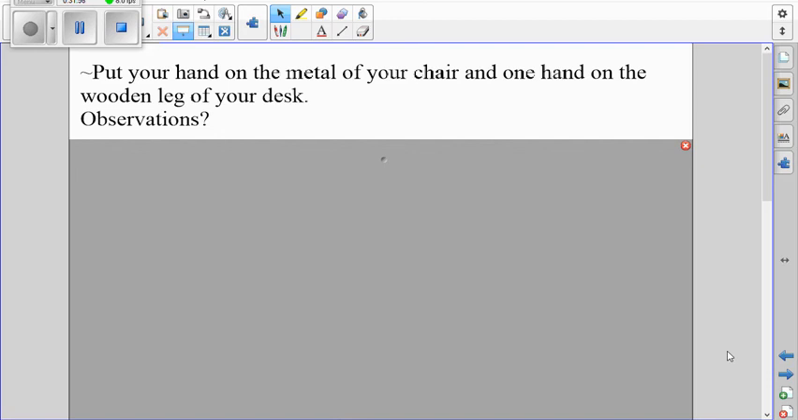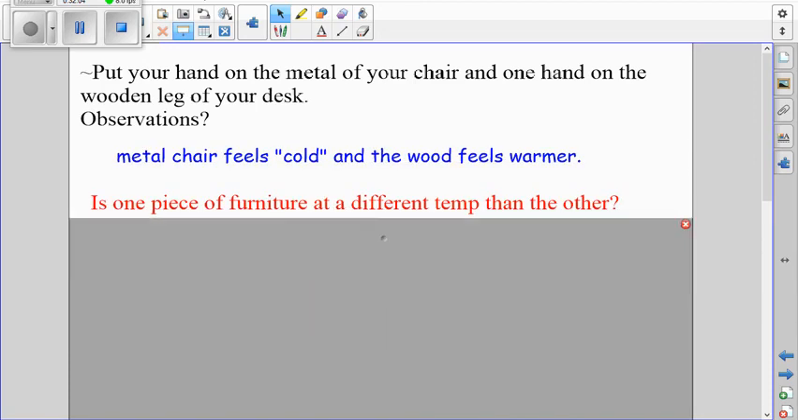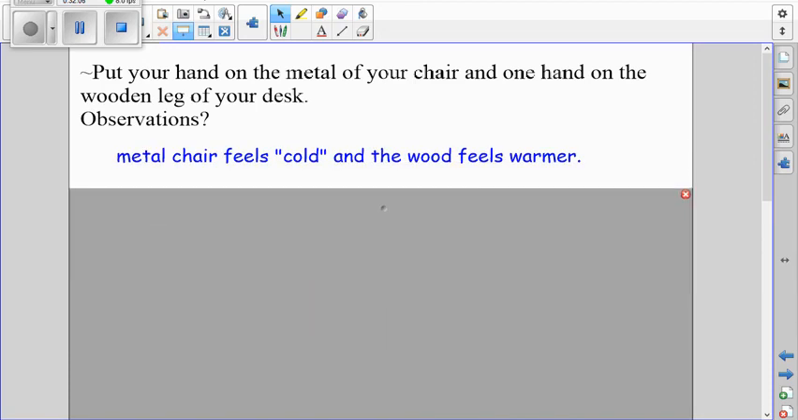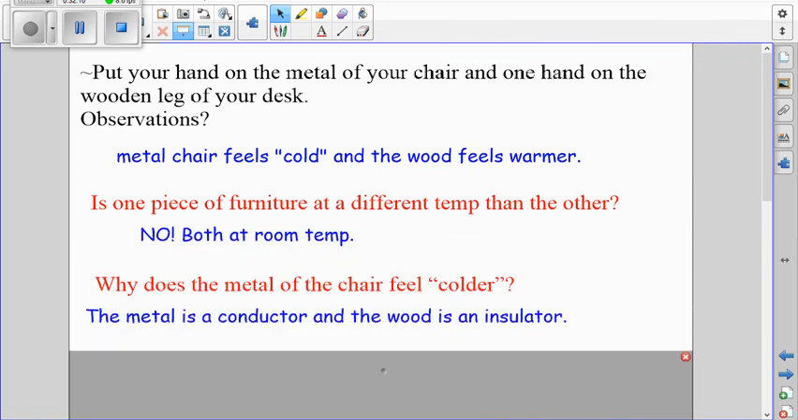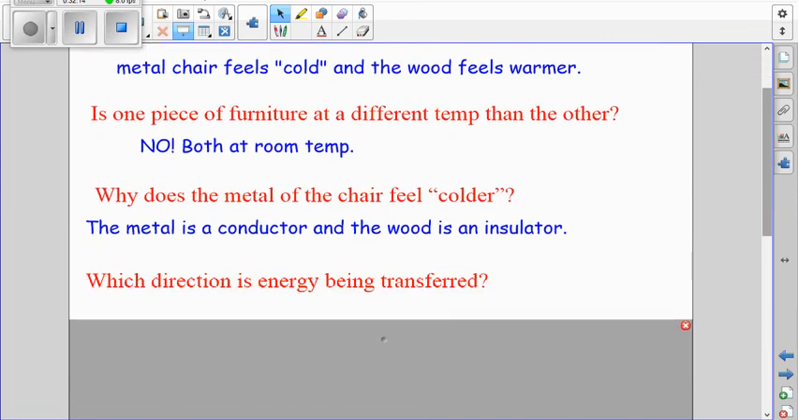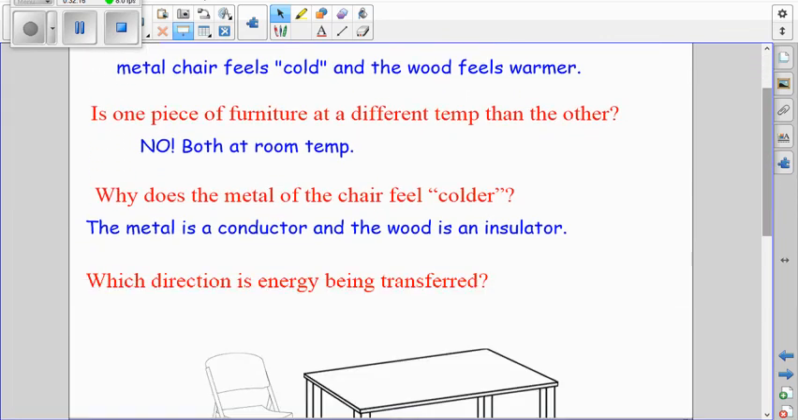One's a conductor, one's an insulator. Which one's a conductor? The metal's a conductor, okay? So the metal chair feels cold, and the wood feels warmer. They're not different temps. The metal's a conductor, and the wood is an insulator. So which direction is the heat being transferred?